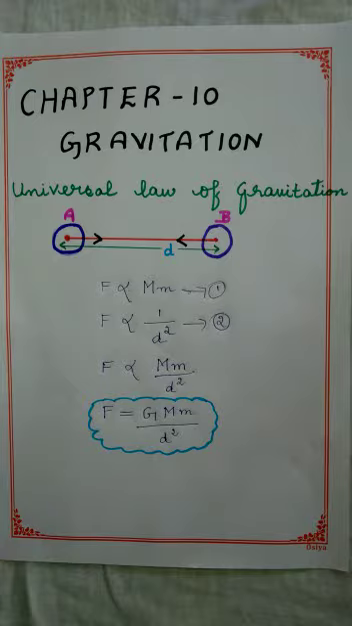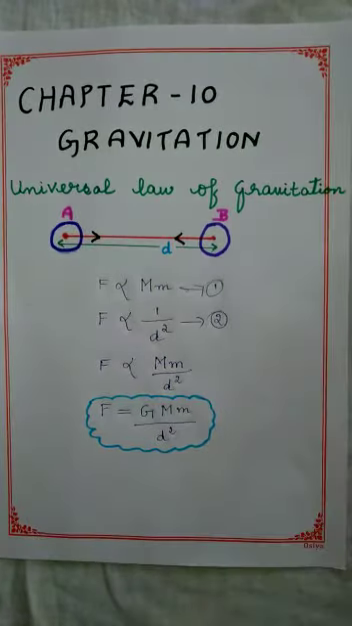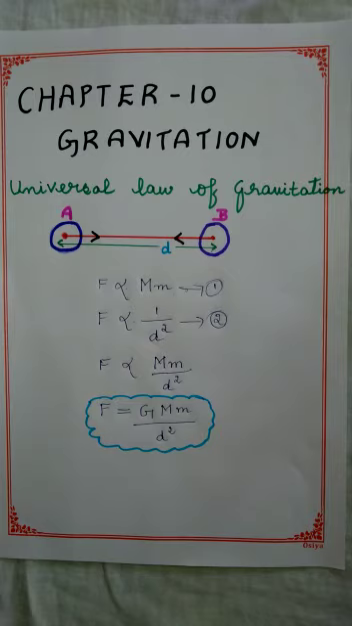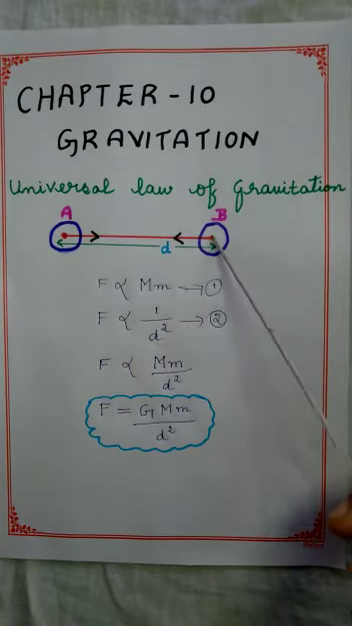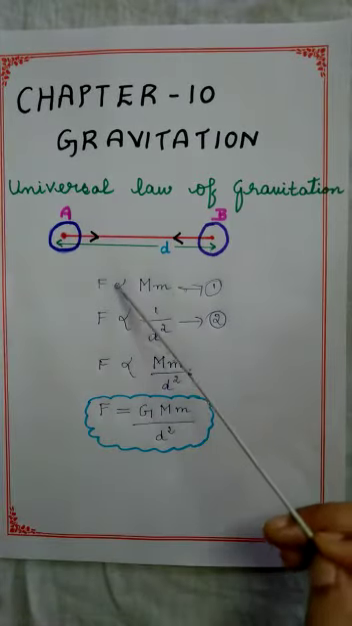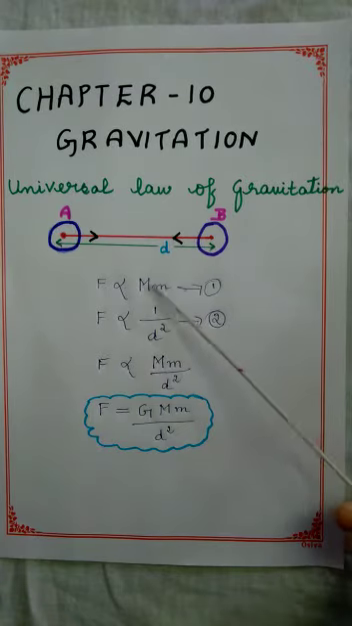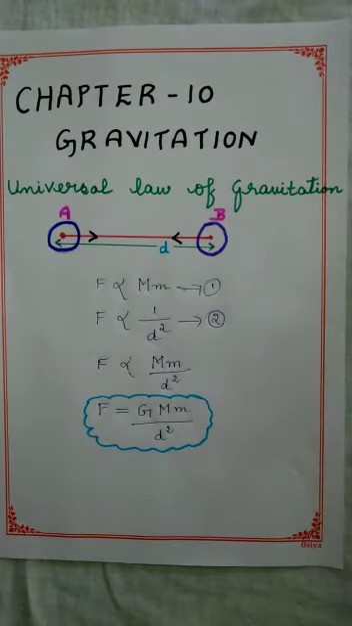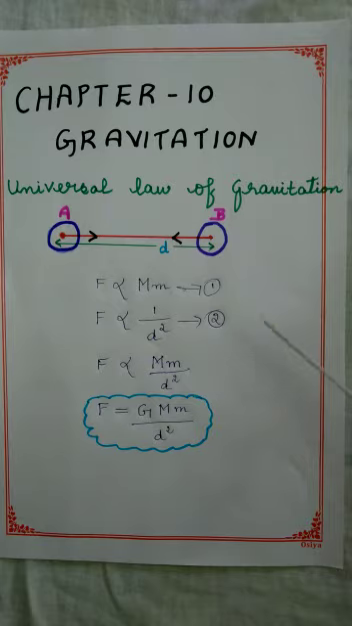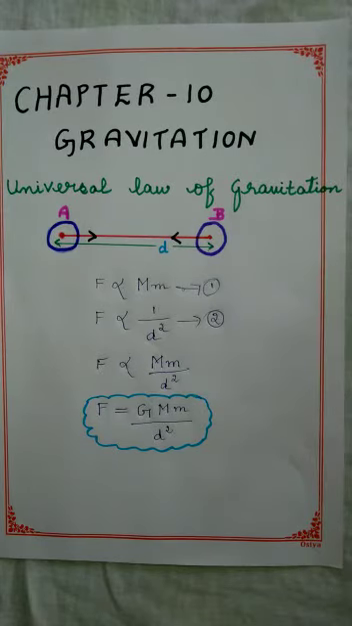To understand the universal law of gravitation, let us consider two objects A and B. The object A attracts the object B. In the same way, the object B attracts the object A with the force that is proportional to the product of their masses. Let us consider the object A has a mass capital M, and the object B has a mass small m. This is represented in the form of an equation, and let us write it as equation 1.